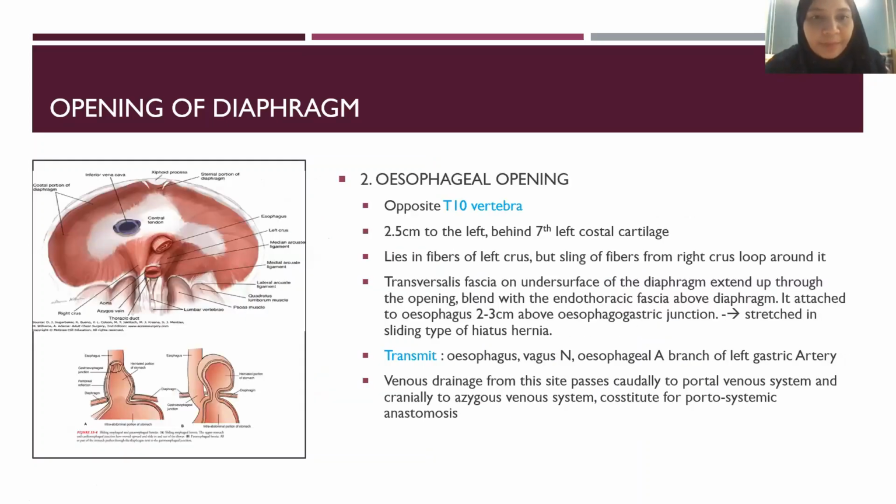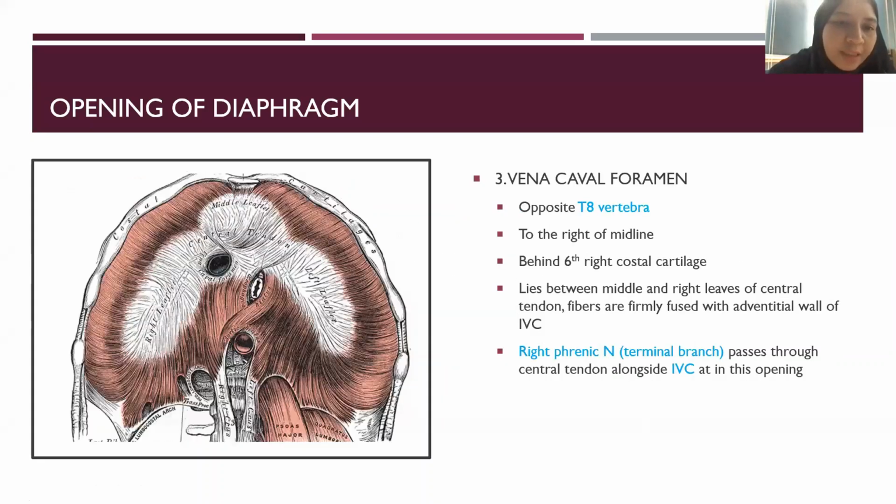Next. It is opposite T10, 2.5 cm to the left and behind the 7th costal cartilage. Like I mentioned just now, the sling was already mentioned. It transmits the esophagus, vagus nerve, and esophageal artery, which is actually the esophageal branch of the left gastric artery. The venous drainage from this side passes caudally to the portal system and cranially to the azygous system, and this constitutes the portosystemic anastomosis. Next.